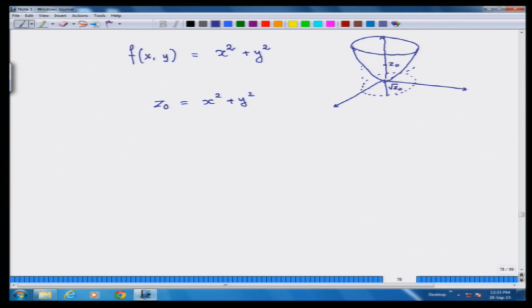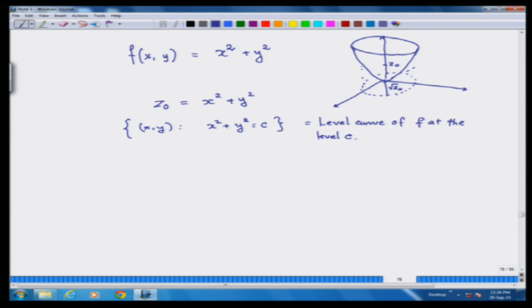So, these curves, that is for example the set of all x and y such that x square plus y square equals some c, this is called the level curve of f at the level c. They are quite useful in many contexts.